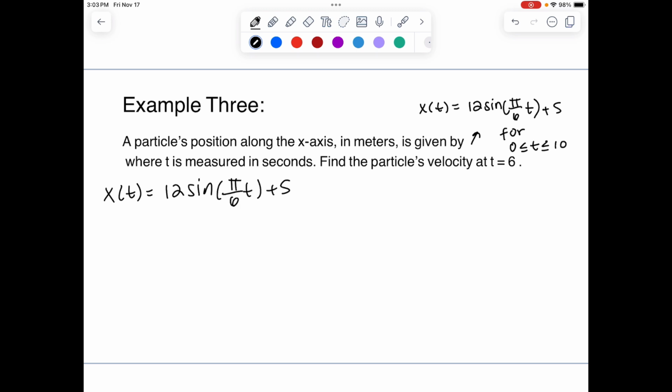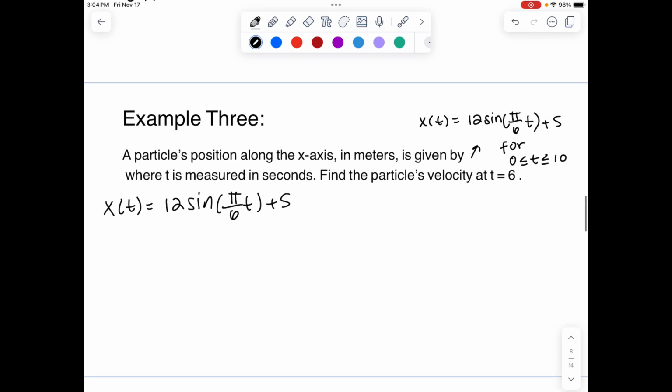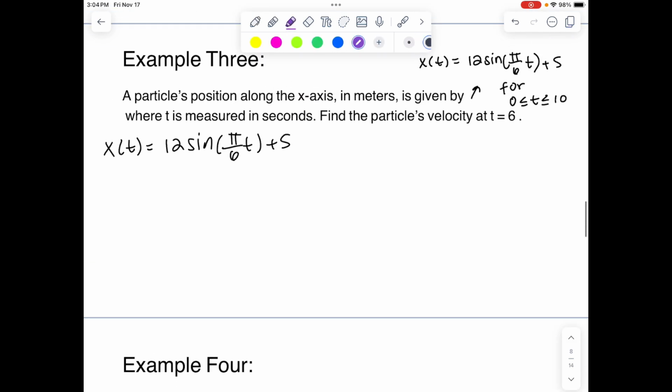So if you guys notice, this is a composite function because the outside function is 12 sine of t in this case, since that's the variable we're using, and the inside function is pi over 6t. And so when I take the derivative of this, I need to take the derivative of the outside function. So the derivative of 12 sine would be 12 cosine, and then I keep the inside function plugged in. And then the derivative of pi over 6t is pi over 6, and then the derivative of 5 is 0. So that's the derivative right there. It really wasn't as bad as I maybe was making it seem.